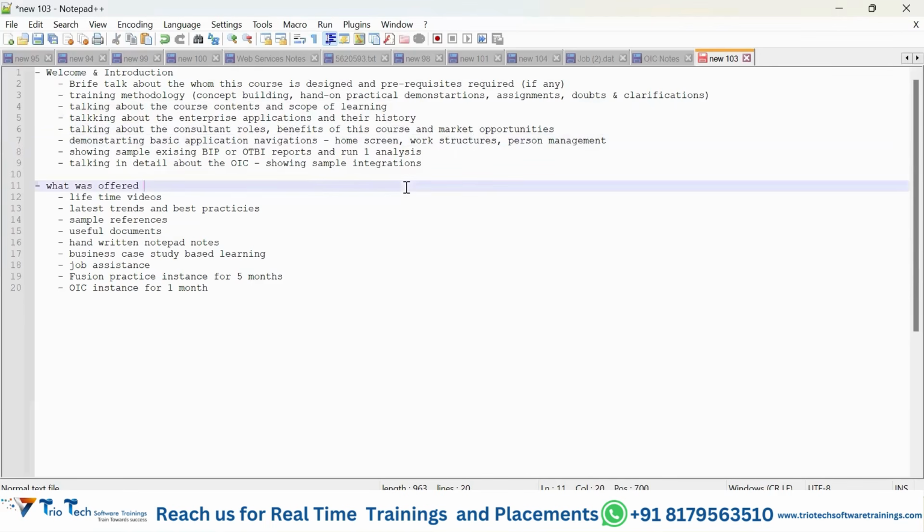In addition, as part of this demo, we will understand how to access the Fusion application, what the home screens and different components are, how to search, and how to edit a certain business object.